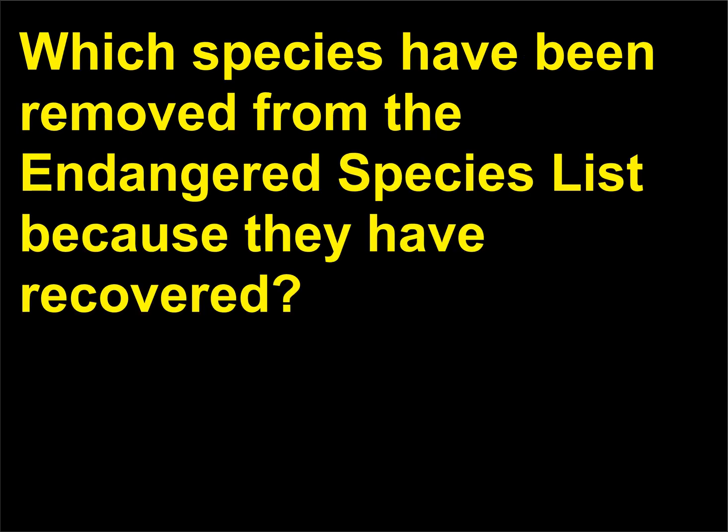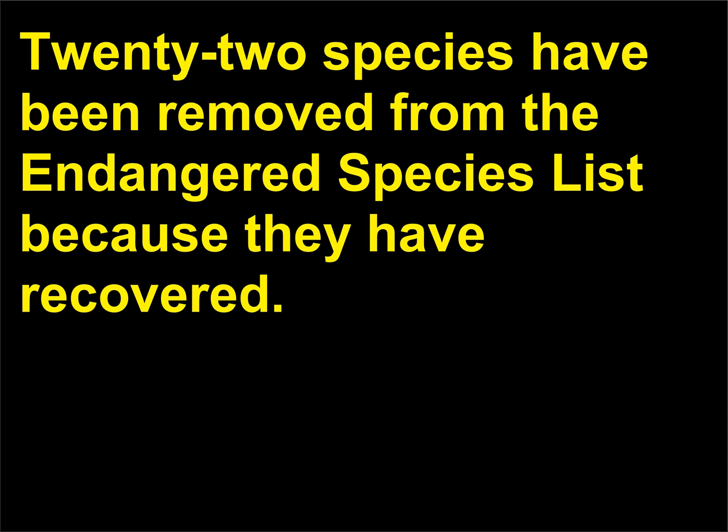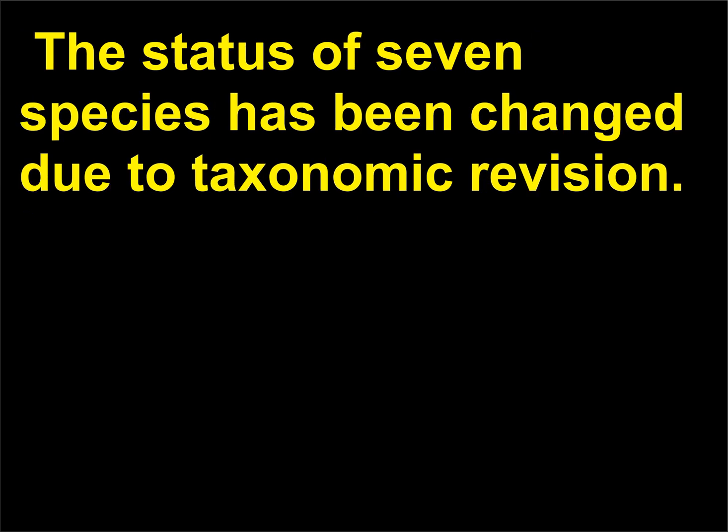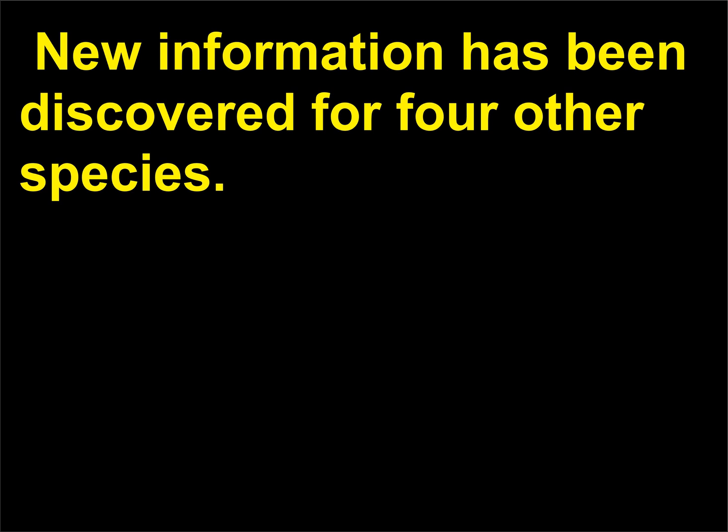Which species have been removed from the endangered species list because they have recovered? 22 species have been removed from the endangered species list because they have recovered. The status of 7 species has been changed due to taxonomic revision. New information has been discovered for 4 other species.